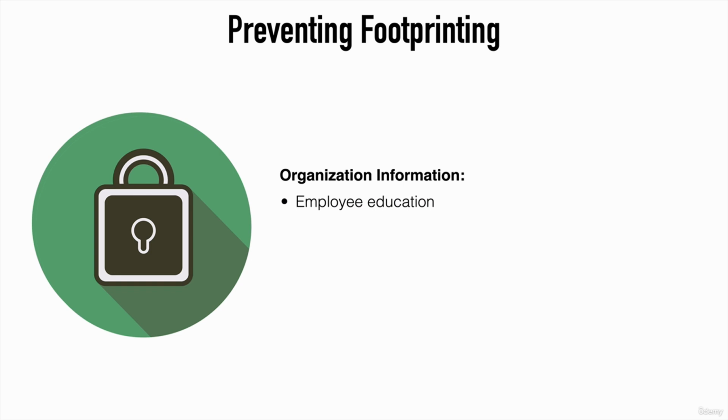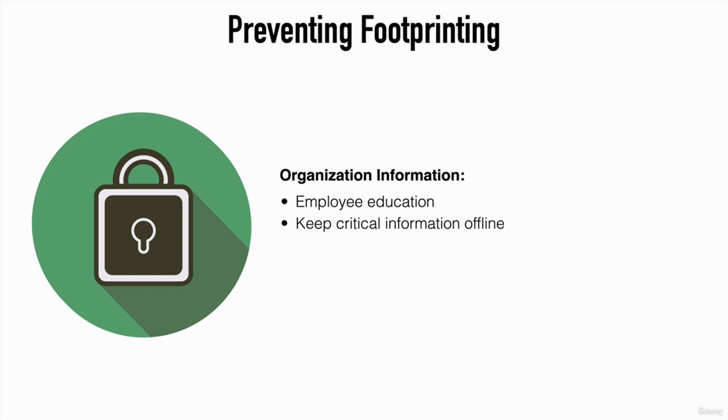Next, we have organization information. One of the top things on this list is employee education. As we looked at in our email harvesting section, we found many instances where employee emails were used on open forums, and those are easily searchable as public record. You want to educate and encourage your employees to use things like pseudonyms or other names that aren't their real information that can be tied back to the organization. This can help prevent them from becoming a social engineering target.